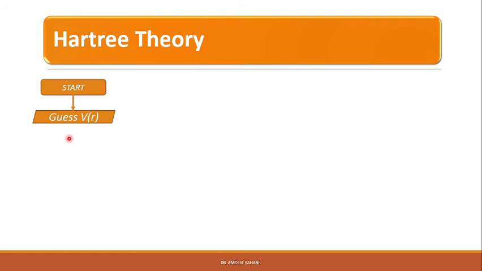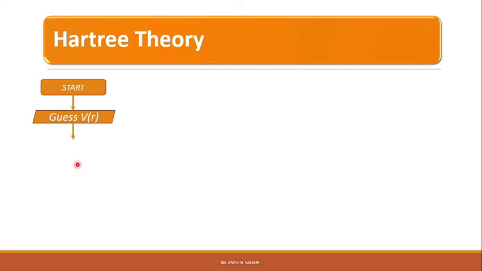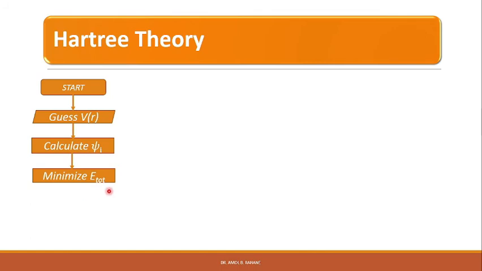So we start with some guess potential V(r). In this case, V(r) is equal to minus Ze² upon 4πε₀r for an electron which is close to the nucleus, and if it is far away from the nucleus, we take the net potential as minus e² upon 4πε₀r, right? For intermediate values, we take some combination of these two potentials, and in the next step, we calculate the wave functions for each electron, and from the wave function, we minimize the total energy of the atom, right?